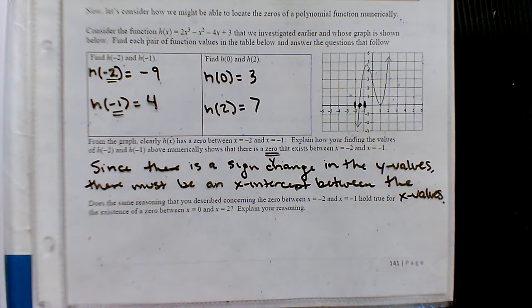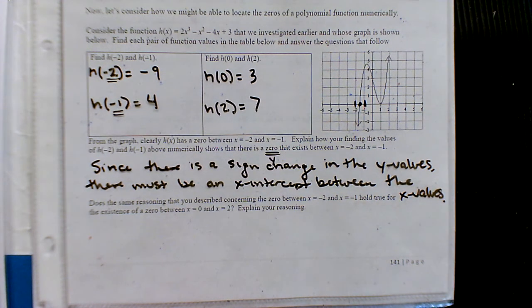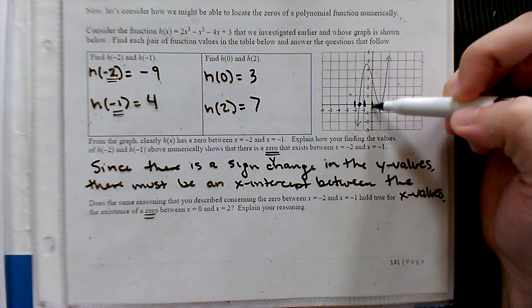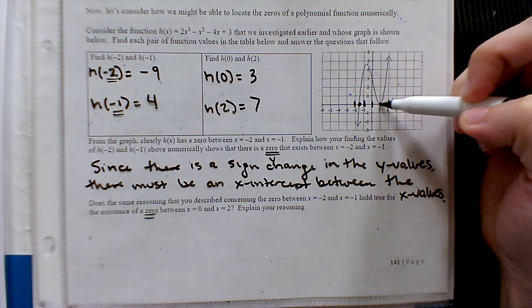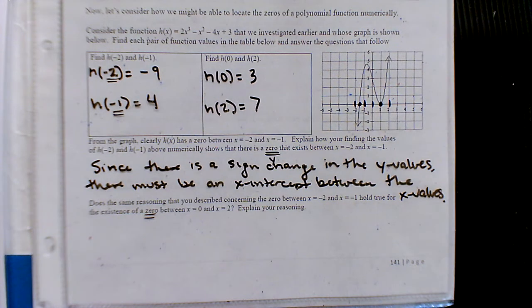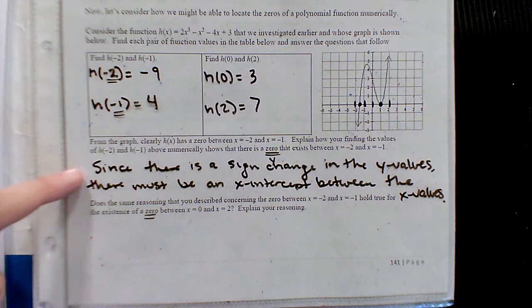All right, now here's the tricky thing. Take a look at the next question. Does the same reasoning we just described hold true for the x-intercept that we know is between 0 and 2? Notice how on the graph between 0 and 2 there's another x-intercept. Can we still use the same reasoning?